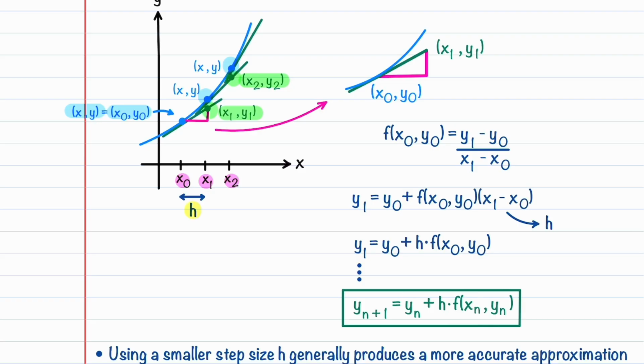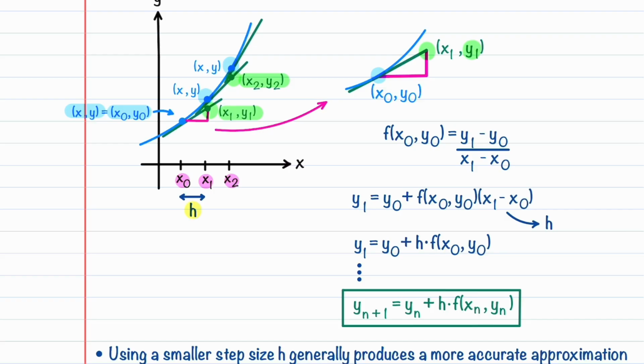Over here on the right, we can see that the point x0, y0 is the point that we start with. That's the initial condition. And then the point x1, y1 is the first approximation. To find the approximate value for y1, we're going to use the fact that this green line is the slope of the tangent line to the solution at x0, y0.